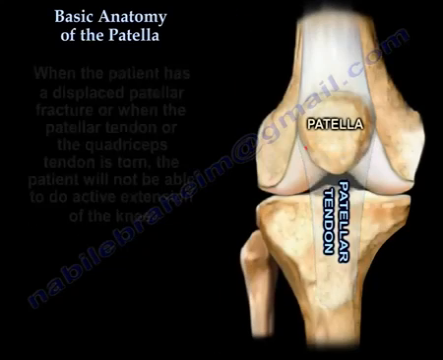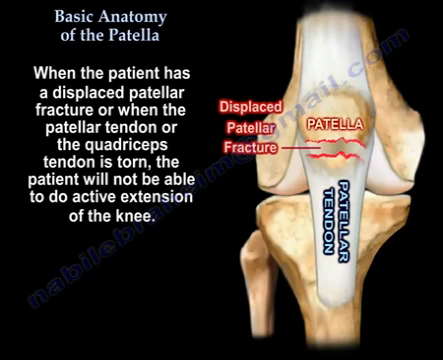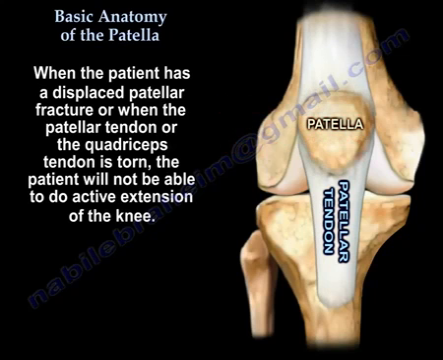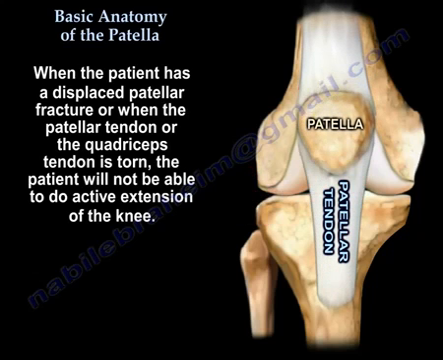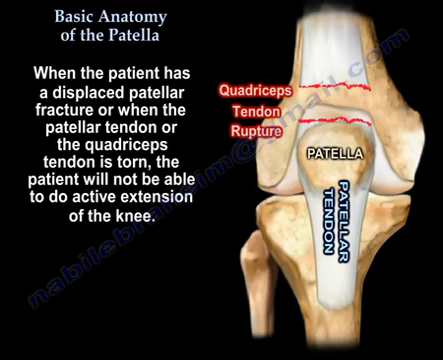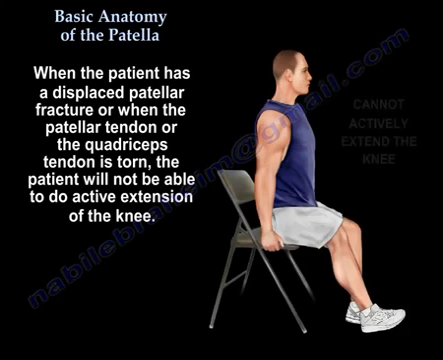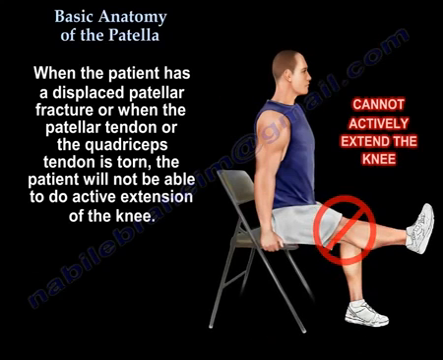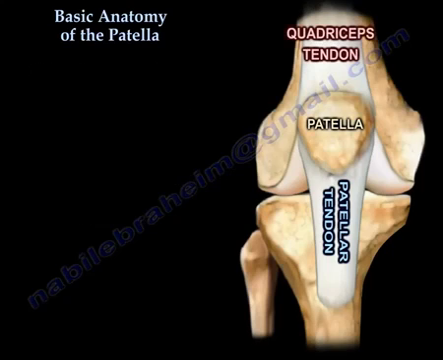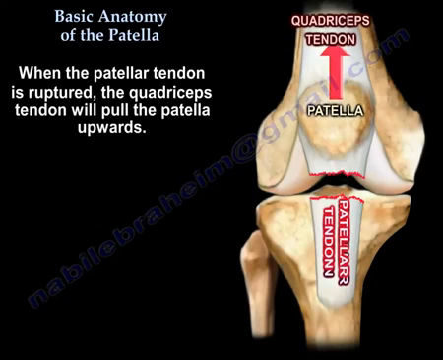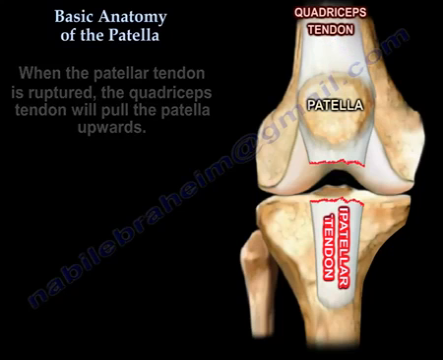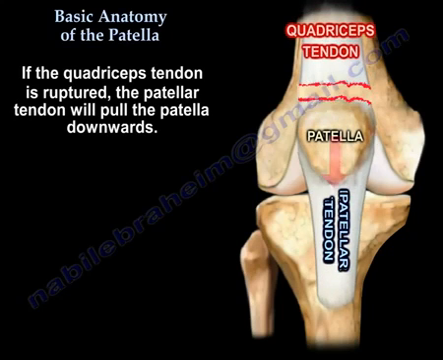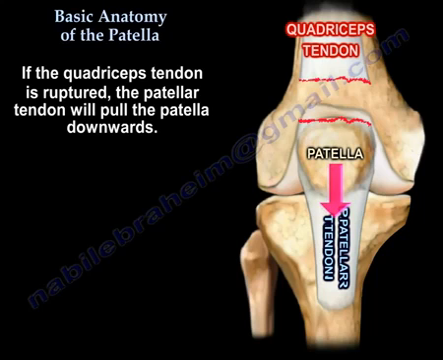When the patient has a displaced patellar fracture, or when the patellar tendon or the quadriceps tendon is torn, the patient will not be able to do active extension of the knee. If the patellar tendon is ruptured, the quadriceps will pull the patella upwards. And if the quadriceps tendon is ruptured, the patellar tendon will pull the patella downward.